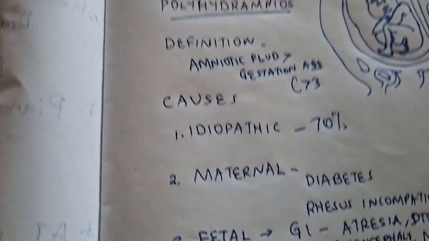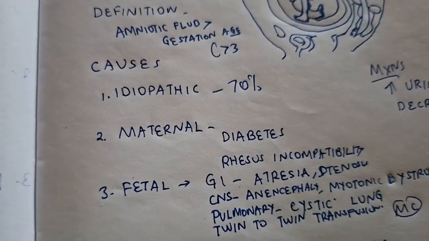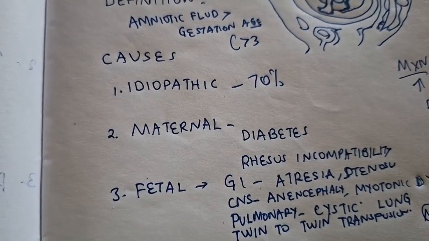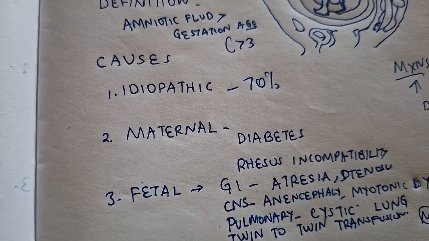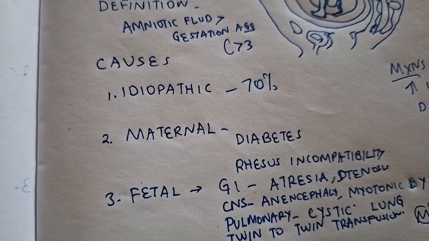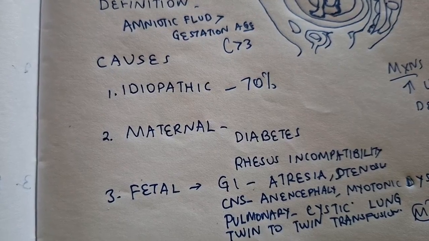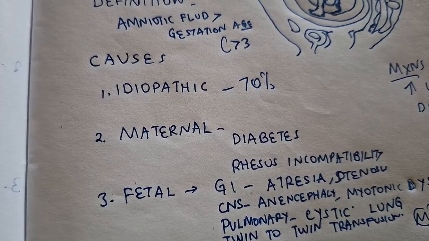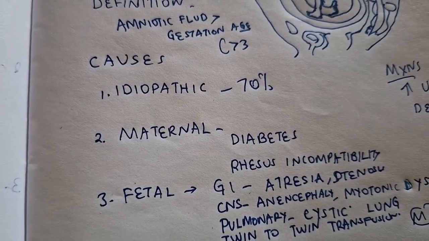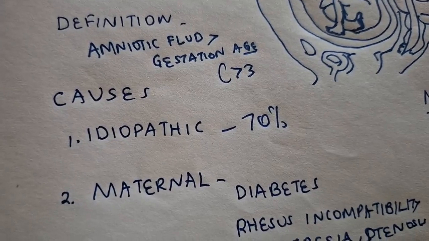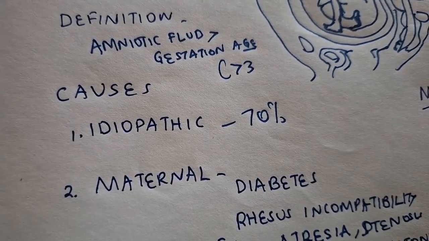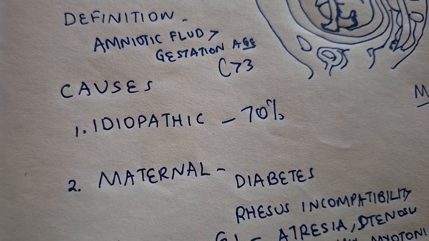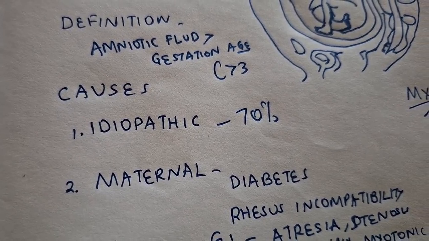So what are some of the causes? There are three main causes. Majority of the causes are related to what we can't really say. You run tests and find no identifiable cause linking it to this excess fluid. Majority of it is idiopathic, where we really do not know. That is close to 70% of the cases.